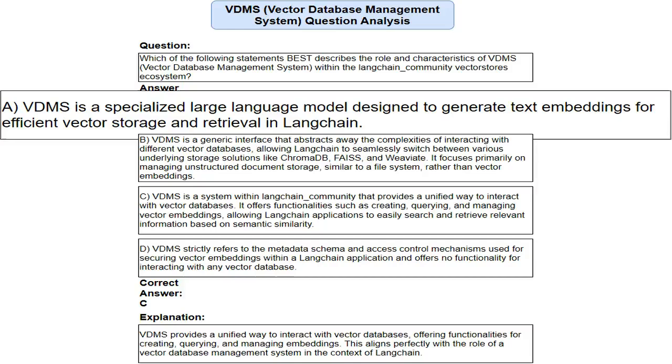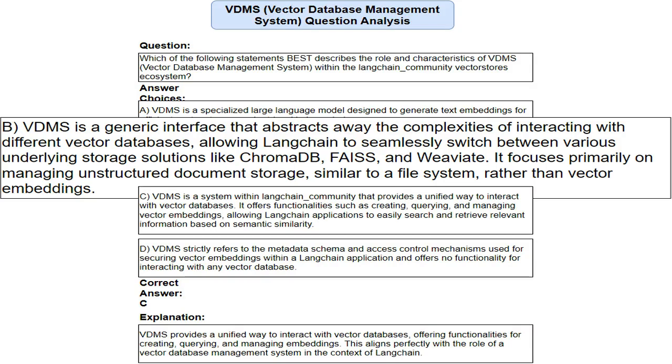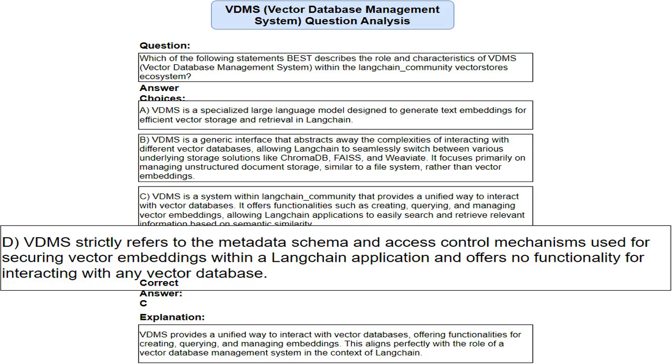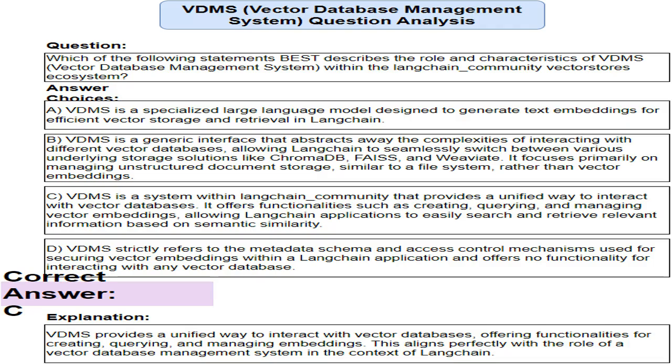Let's keep this in mind. Here's answer choice B. It suggests that VDMS is a generic interface, and also focuses on managing unstructured document storage similar to a file system, rather than vector embeddings themselves. Keep it in mind. This is answer choice C. Choice C specifies that VDMS provides a unified way to interact with vector databases and provides functionalities such as creating, querying, and managing vector embeddings. This is answer choice D. It tells that VDMS strictly refers to the metadata schema and access control mechanisms, offering no functionality for interacting with any vector database. The correct answer is choice C.